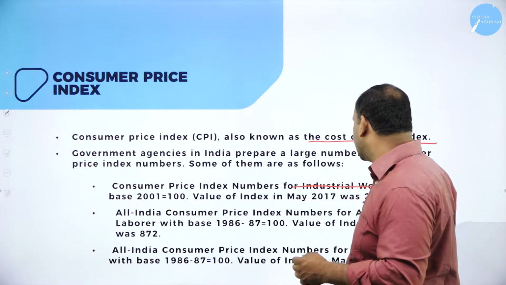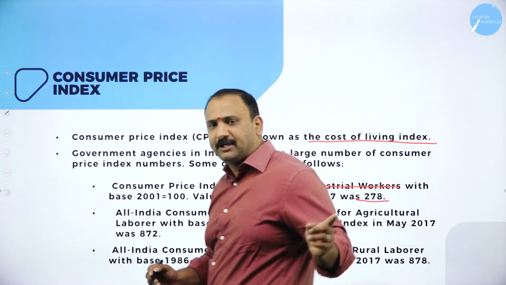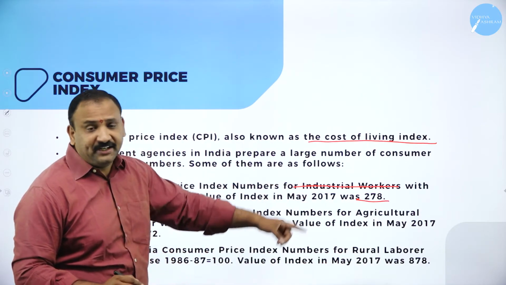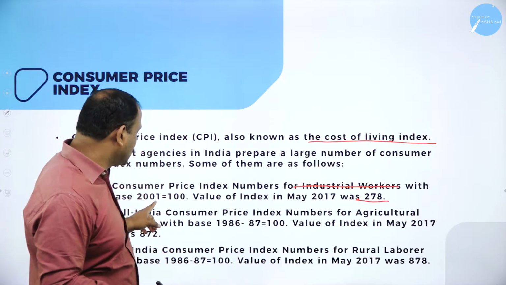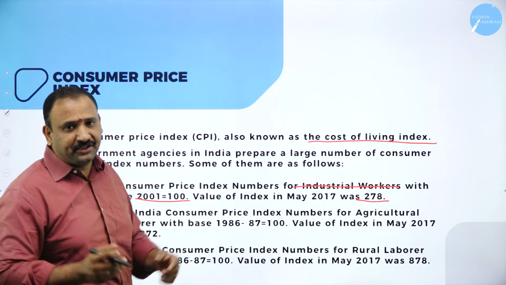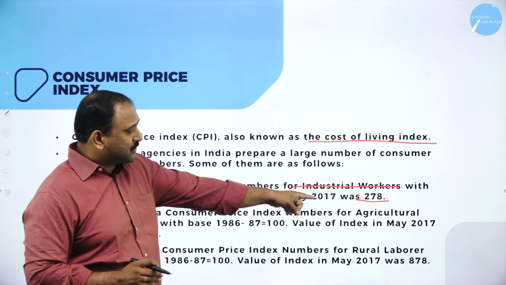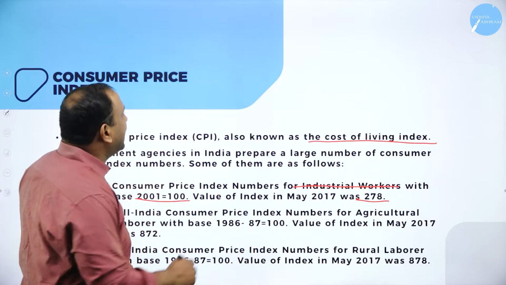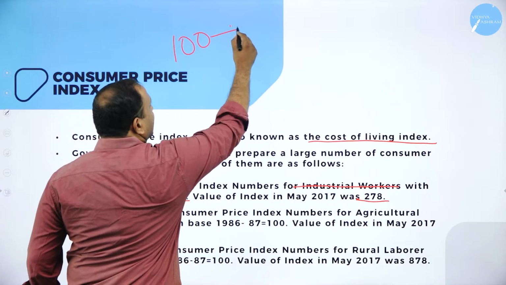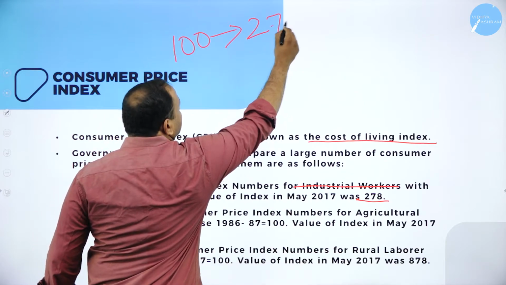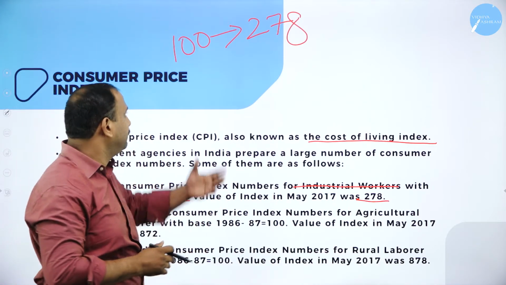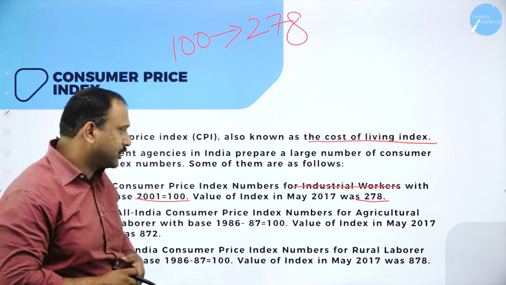The value of the index was 278 in May 2017. If you just go through this, the consumer price index number for industrial workers with the base year 2001 was 100. So in the year 2001 it was 100, that was for the industrial labor's work. But if you look at 2017, it has gone to 278. So just look at the numbers here, from about 100, it sprung to 278. That's more than a 100% jump that we are talking about. It's in fact more than 150% that we are talking about here.